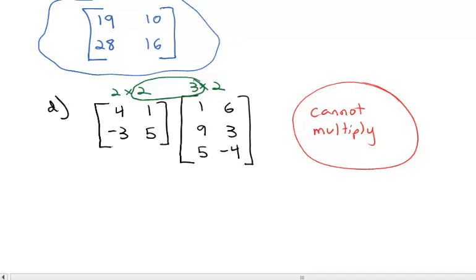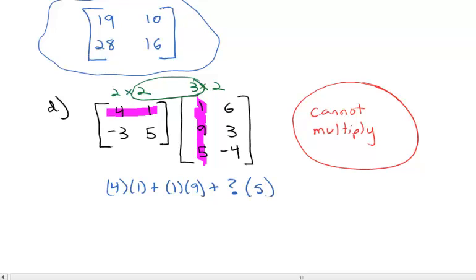The dimensions aren't going to work out because when we try and multiply even the first row, first column together, something's going to happen. We're going to have 4 times 1 plus 1 times 9 plus we're missing a value to be multiplied by the 5. It won't work. We have to be able to get all those corresponding rows and columns together for this definition of multiplication to work. So in this case, we say we cannot multiply them because those middle numbers do not match each other.